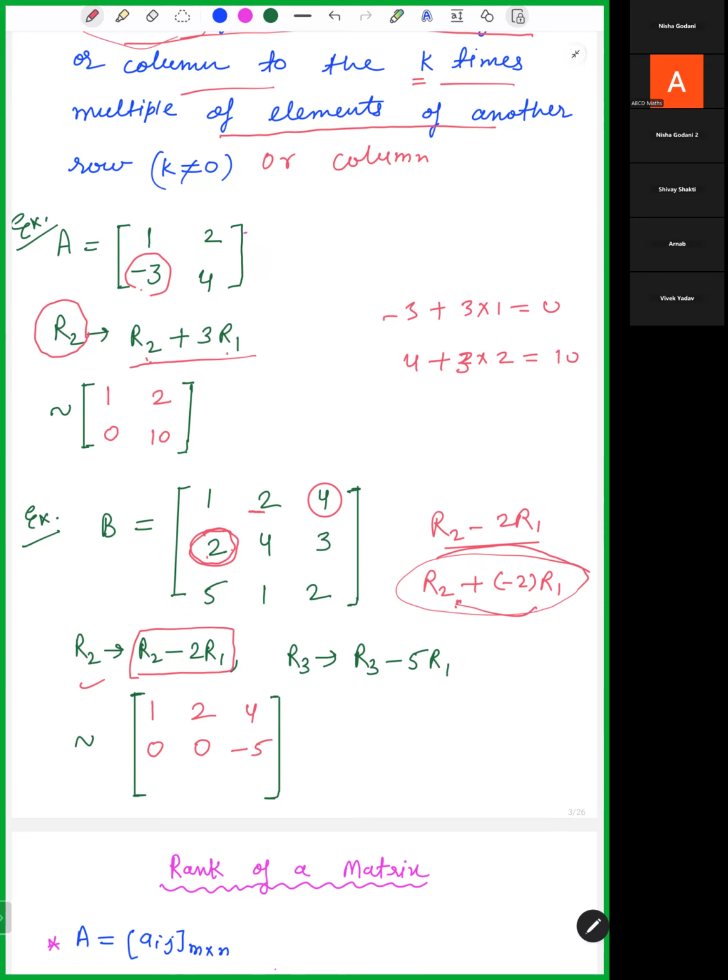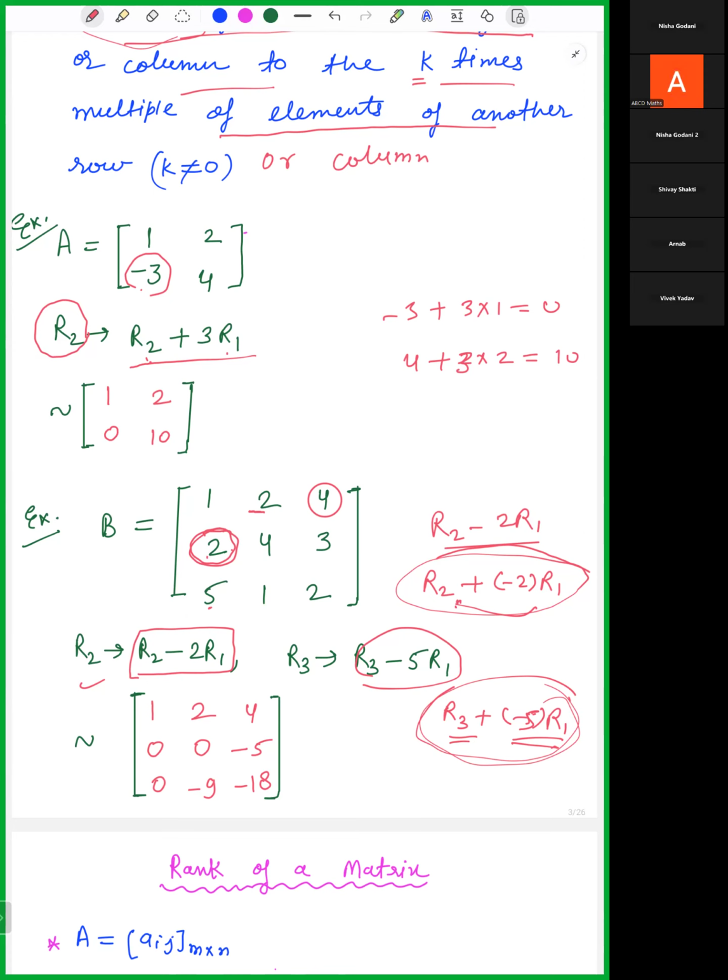Then in the third row, what do you have to do? R3 minus 5R1 is actually R3 plus minus 5R1. So you have to multiply row 1 by minus 5 and add in R3. Minus 5 plus 5, 0. Then minus 10 plus 1, minus 9. Then minus 20 plus 2, minus 18. So if you do it like this, multiplying R1 or whichever row, and adding in your desired row in which you want to make the change, then it will be very easy for you.